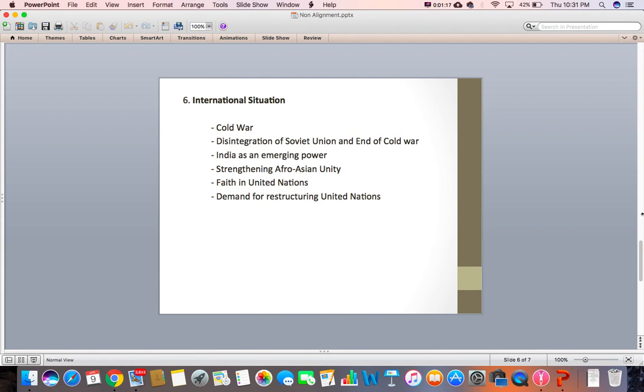Now further, with the disintegration of the Soviet Union in 1991 and with the end of the Cold War, only one superpower was left. So under the changing international scenario, India came closer to the Western powers. And if we talk about the current international situation, India itself has emerged as a very strong power, and it is trying to maintain relations with other states. And in this process, it is not being influenced by any outside state.